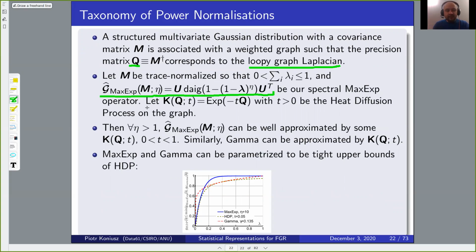You can also write the heat diffusion as exponentiation of the matrix Q with the reverse sign. Then in fact, for each eta, you can find such K that it will be a good approximation of max_exp. And essentially this is shown in this plot over here. The further explanations of that mathematical derivation are in our paper, but this is quite an interesting relationship because that means that power normalizations are in fact heat diffusion.